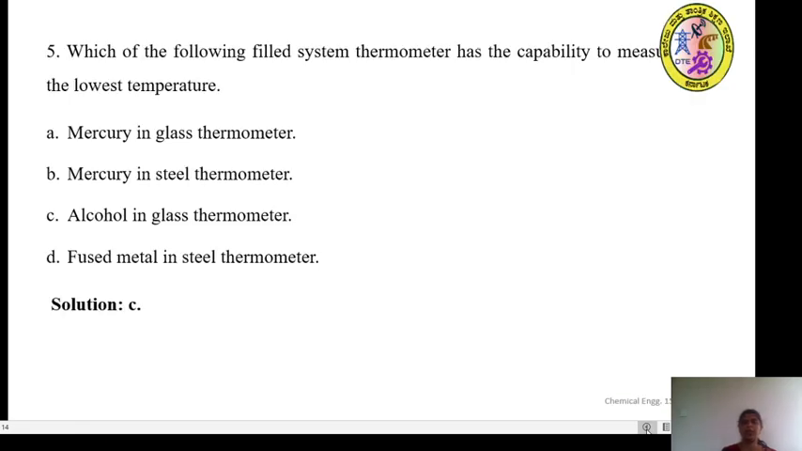I hope you benefited from this session about the construction, working, advantages and disadvantages of the liquid filled thermometers. For further information, you can refer to the study material of this particular session, which is also available. Thank you.